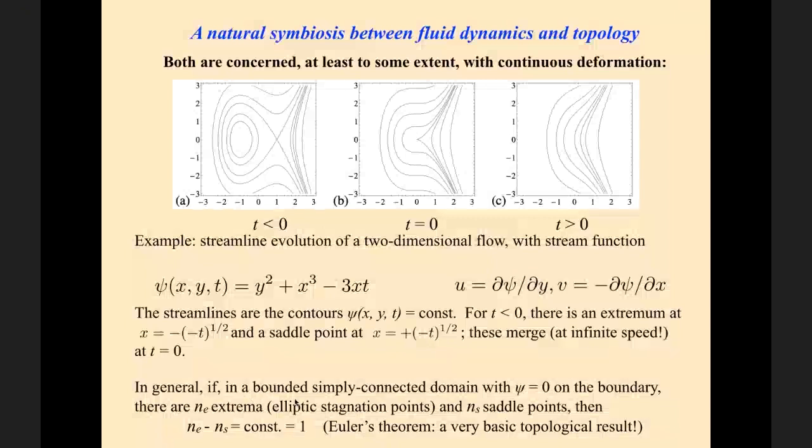In general, if in a bounded, simply connected domain with psi equals 0 on the boundary, imagine this sort of flow but closing, so psi is 0 on a larger boundary, there are NE extrema, or elliptic stagnation points of this kind, and NS saddle points, then NE minus NS is a constant equal to 1 in this case. This is Euler's theorem, and it's a very basic topological result. You might say the most elementary topological result in fluid dynamics, with many other applications, of course.